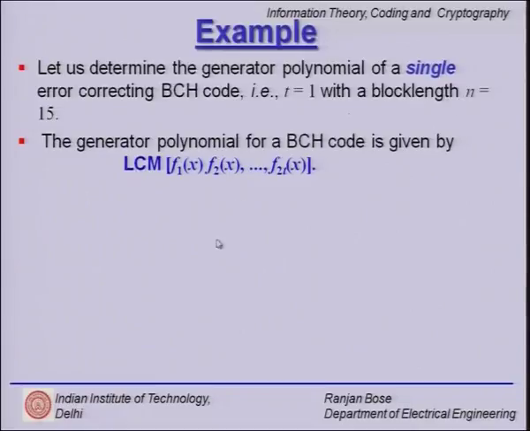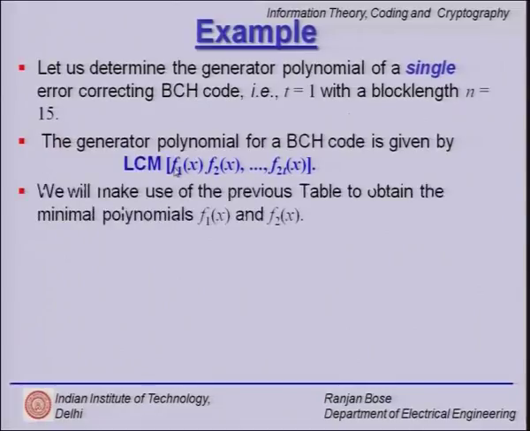But we already have the algorithm for it. g(x) is nothing but the LCM of f1(x), f2(x), and so on. What are these? These are the minimal polynomials. When do you stop? At f2t. But here in our case t is equal to 1, so we stop at f1, f2. So, f1(x) and f2(x) are to be multiplied from the previous table.